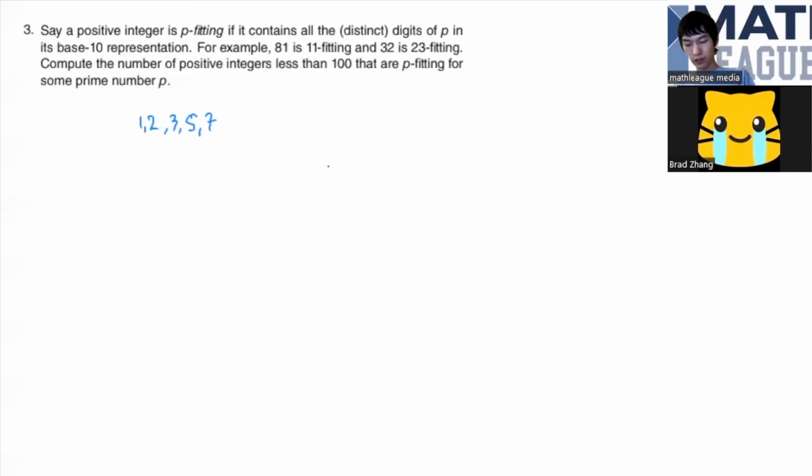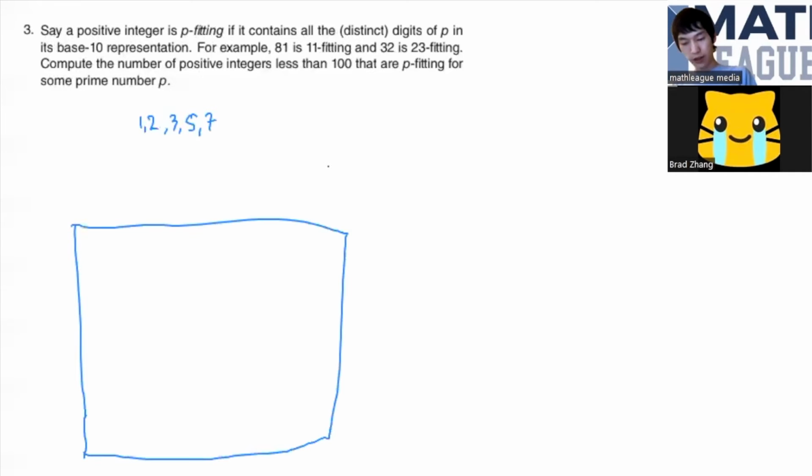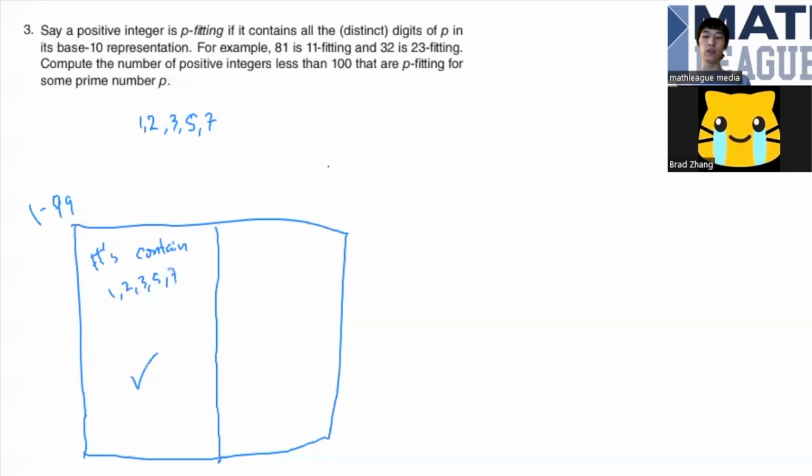So let's take a chance. I'm going to draw a box, and this box will represent all the numbers from 1 through 99. Let's basically write down what we've learned. If this section of numbers represents the numbers that contain a 1, 2, 3, 5, or 7, we know that all of these are p-fitting. So what other numbers are there? Well, the only other numbers are numbers that only contain the other digits: 0, 4, 6, 8, and 9.